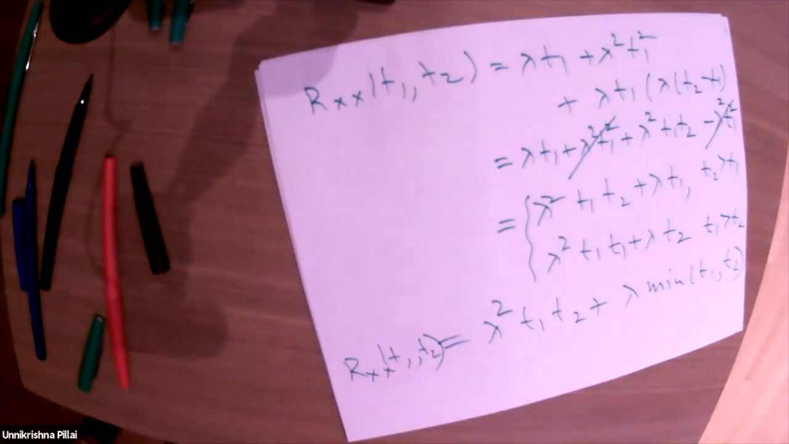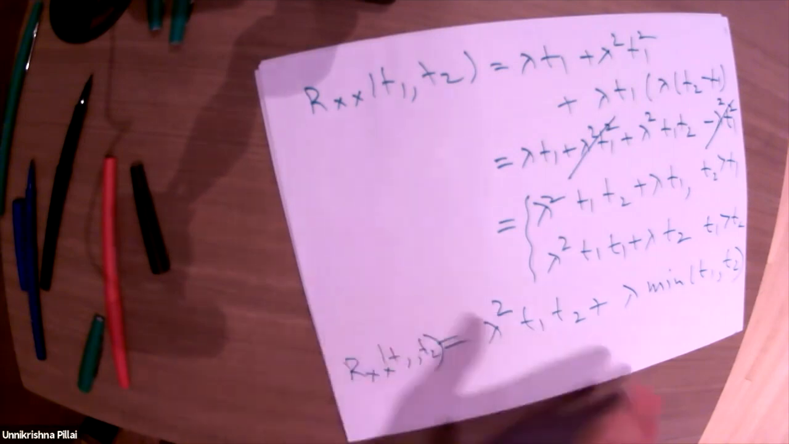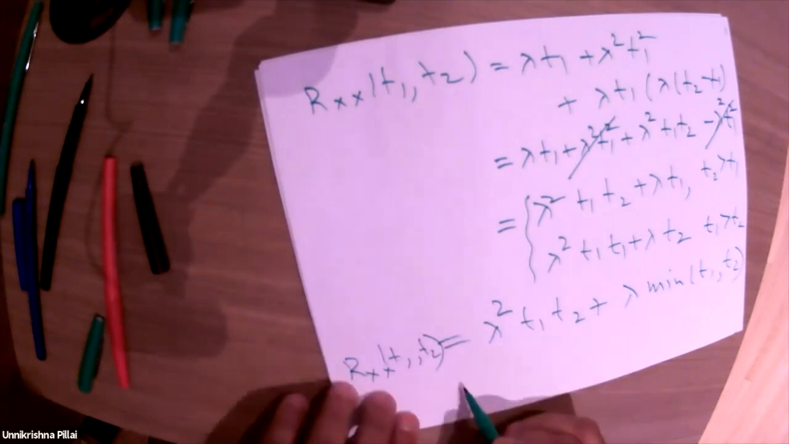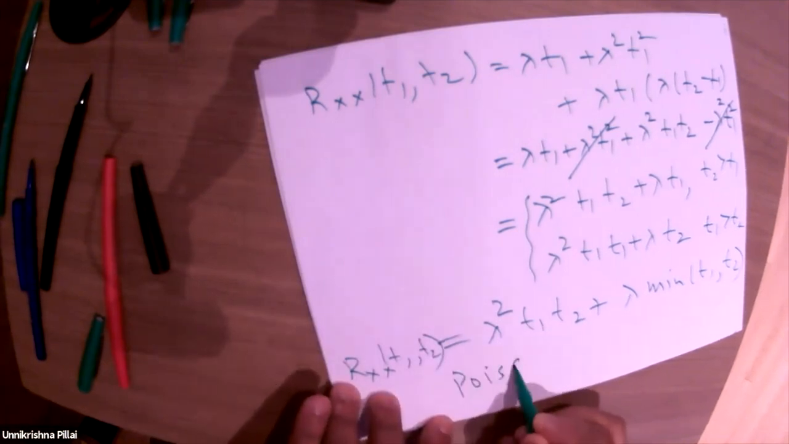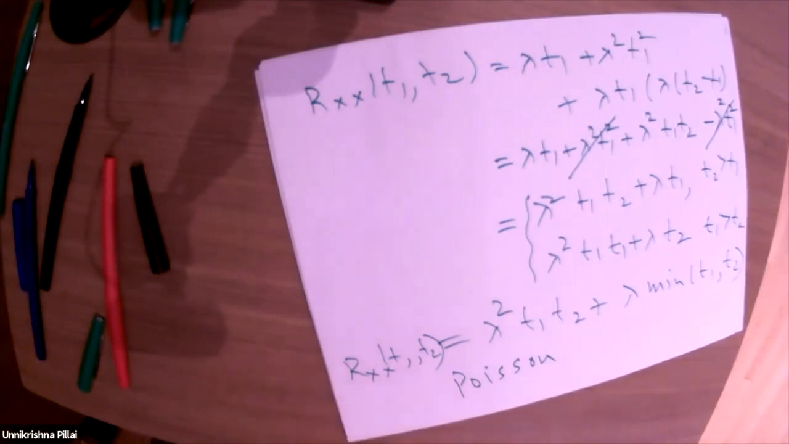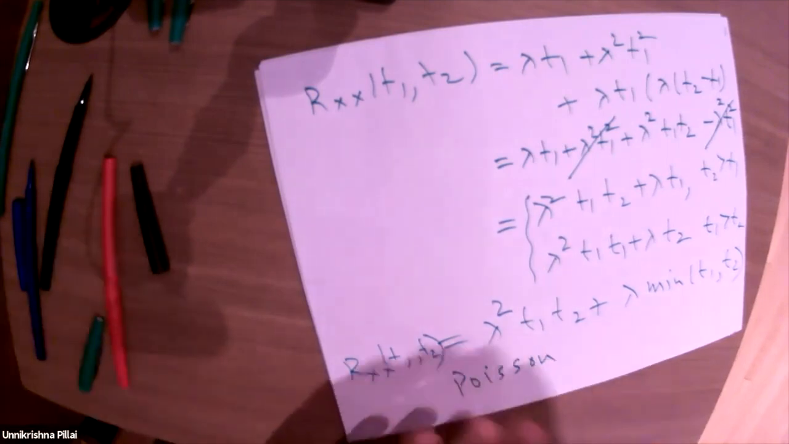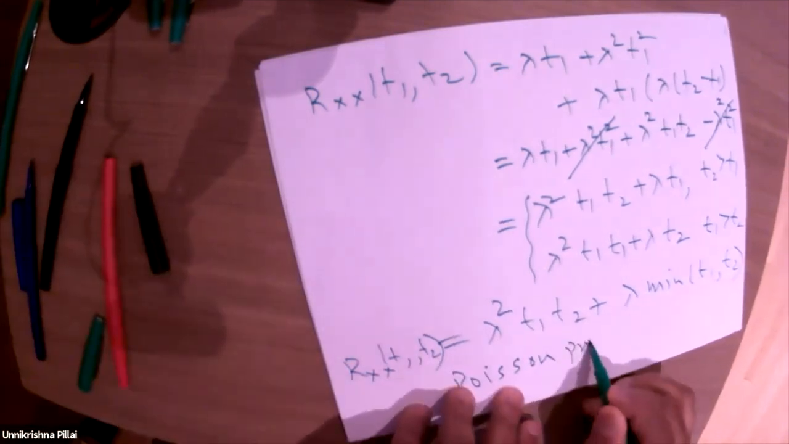Is it stationary or not? Is it wide-sense stationary or any stationary? Yes or no? No, right, because you can see it's not a function of T1 comma T2. So the Poisson process is not wide-sense stationary. If it is not wide-sense stationary, can it be strict-sense stationary? Of course not, right? So the Poisson process is not stationary in any sense.